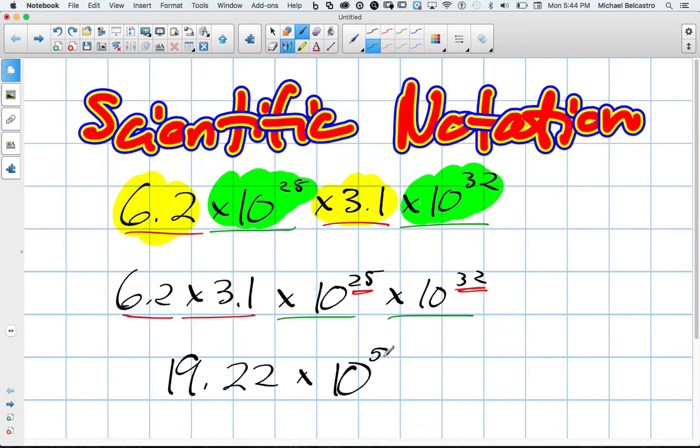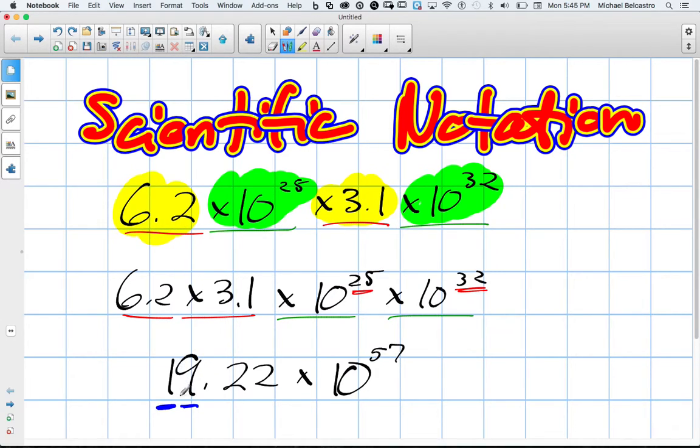So we have 57. This looks wonderful, but it's not quite scientific notation, because scientific notation means there should only be one unit in front of the decimal. In this case, the unit should be from the ones column. You can have as many from the tenths, hundredths, thousandths to the right of the decimal, but we should only have the one unit to the left. We actually have the ones unit and the tens unit. So we need to modify this.